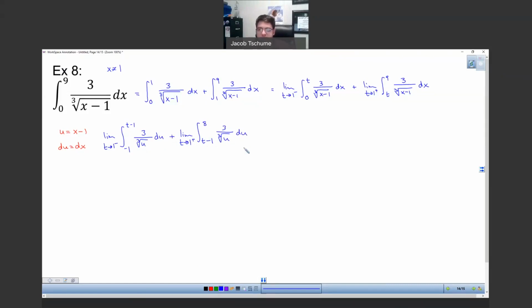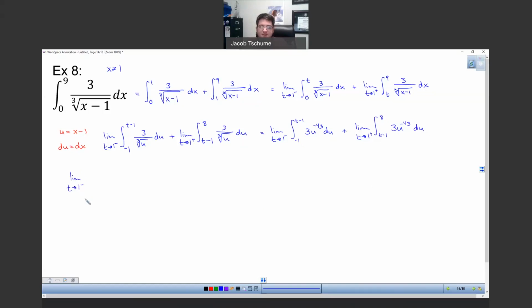All right, each of these can be rewritten. So this would be the limit as t approaches 1 from the left of the integral from negative 1 to t minus 1 of 3 times u to the negative 1/3 du, plus the limit as t approaches 1 from the right of the integral from t minus 1 to 8 of the same thing, 3u to the negative 1/3 du. Integrate them both the exact same way.